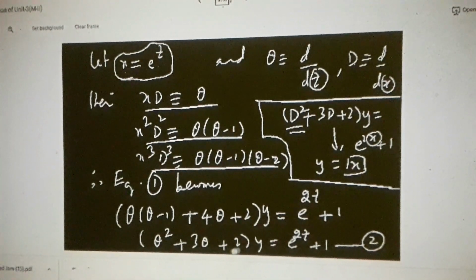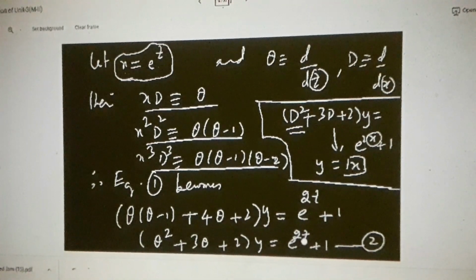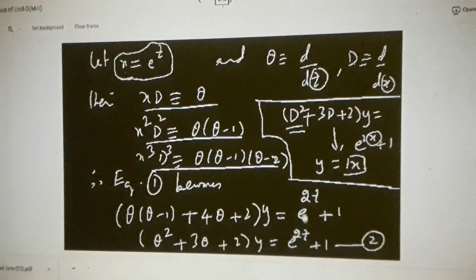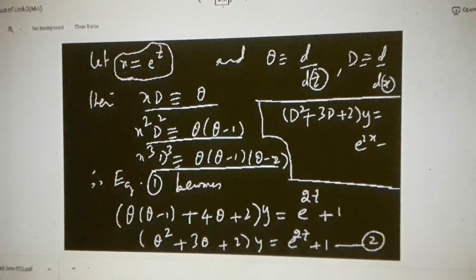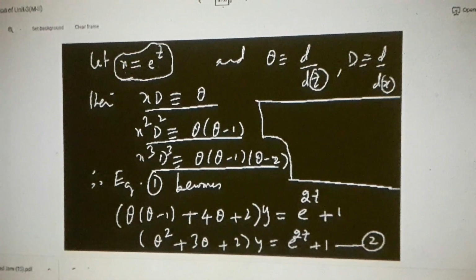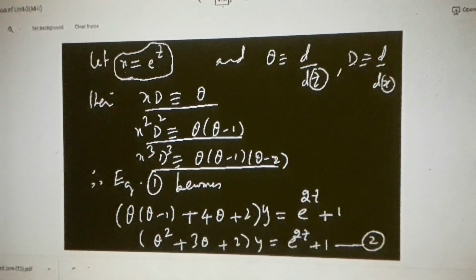Here if you solve, you will get the relation between y and z. Once you get the relation between y and z, you replace z as log x, or x as e^z, and then you will get back the final general solution. So first of all, write the general solution for equation number 2. Once you write the equation number 2 general solution, then you get back that substitution and you get the relation in terms of x and y.